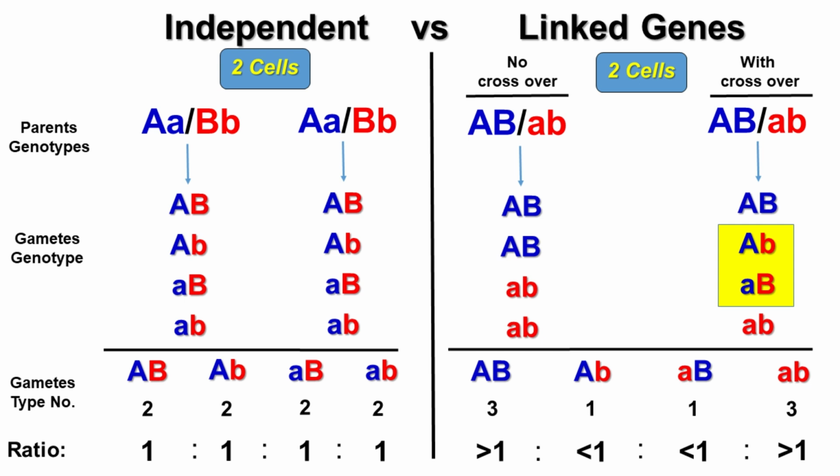Now, imagine hundreds of thousands of cells undergoing meiosis. Depending on the distance between the 2 genes, the proportion of recombinant genotypes can range from 0% to less than 50%. If the recombinant gametes make up exactly 50%, it indicates that the 2 genes are either independent or far enough apart on the chromosome to behave as if they are independent.